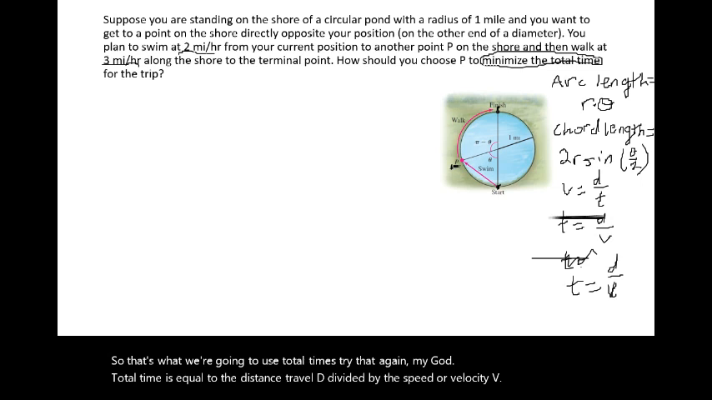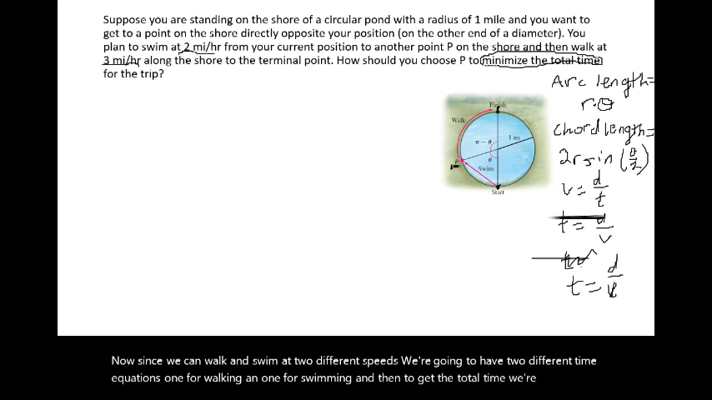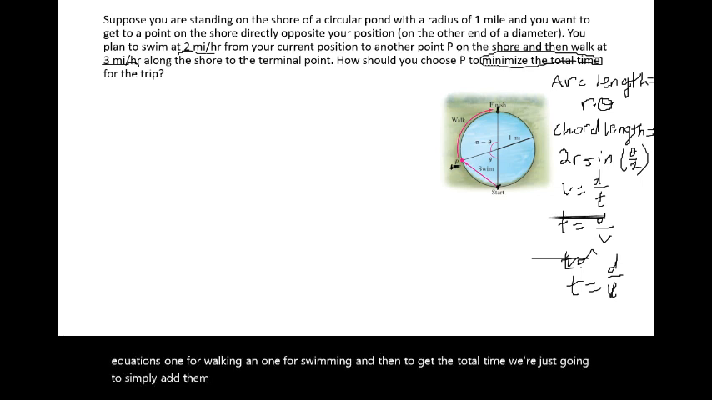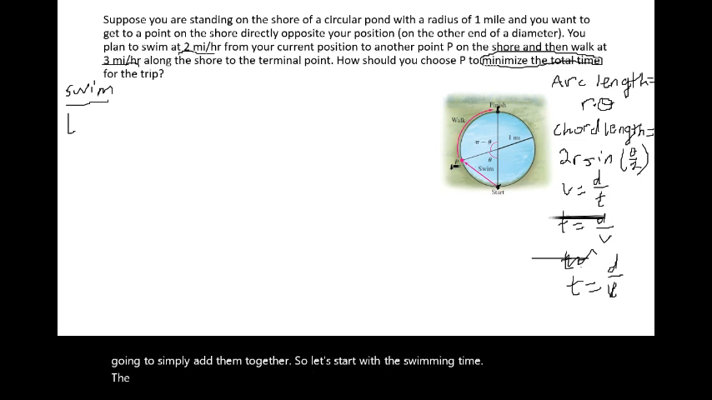Now, since we can walk and swim at two different speeds, we're going to have two different time equations, one for walking and one for swimming. And then to get the total time, we're just going to simply add them together. So let's start with the swimming time. The total time that it takes to swim is going to be the swimming distance divided by the swimming speed.